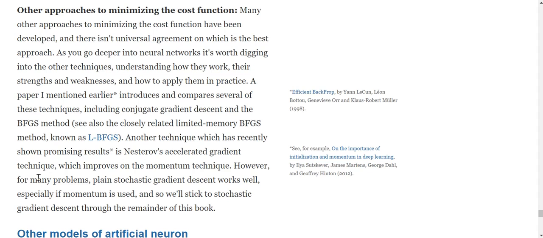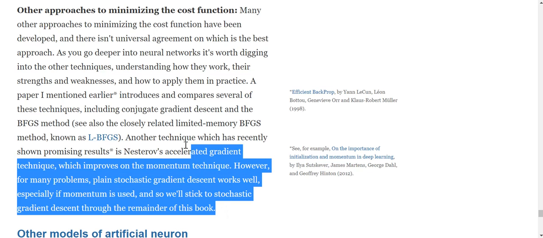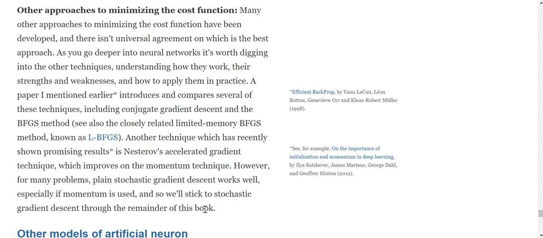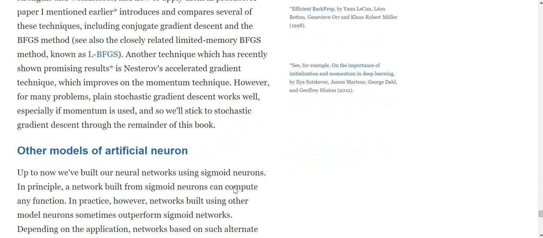However, for many problems, plain stochastic gradient descent works well, especially if momentum is used, and we'll stick to stochastic gradient descent through the remainder of the book. So on a basic level, SGD is still the way to go for us. But as the author rightly pointed out, when you deal with more and more complex problems, then it might be worth looking into ways to minimize the cost function. Maybe that is the way to get that extra squeeze, that extra 1% minimization.